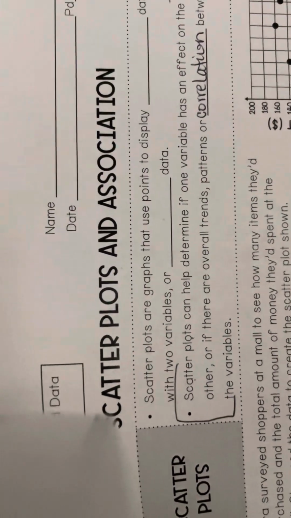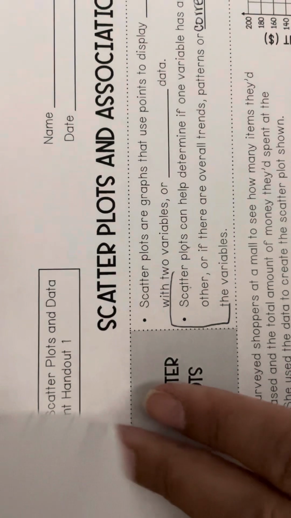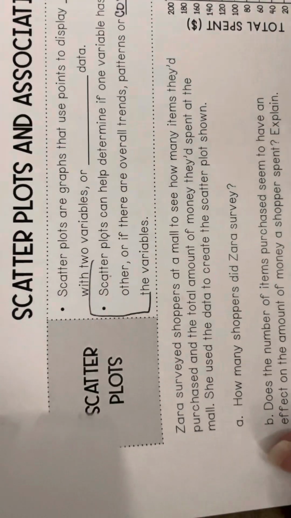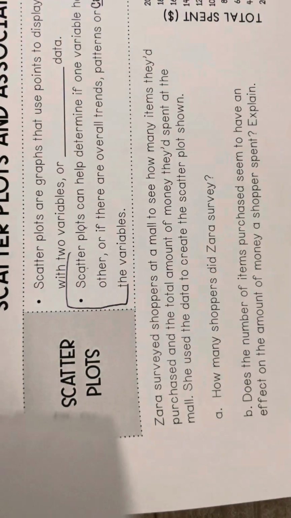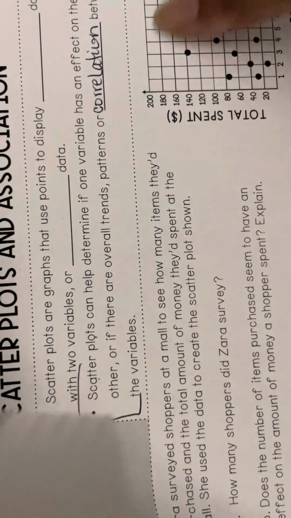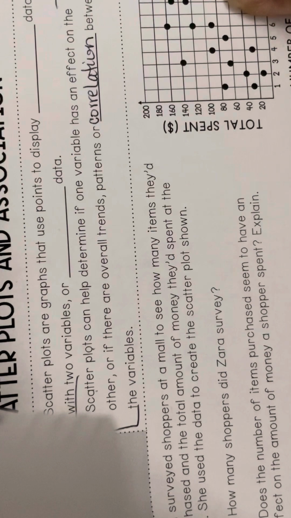So this one's a super easy concept, but it's one of those concepts that you're not going to understand unless we actually do some practice problems. Okay, so look at what it says. These are examples right here of a scatter plot, and they can help us make predictions.